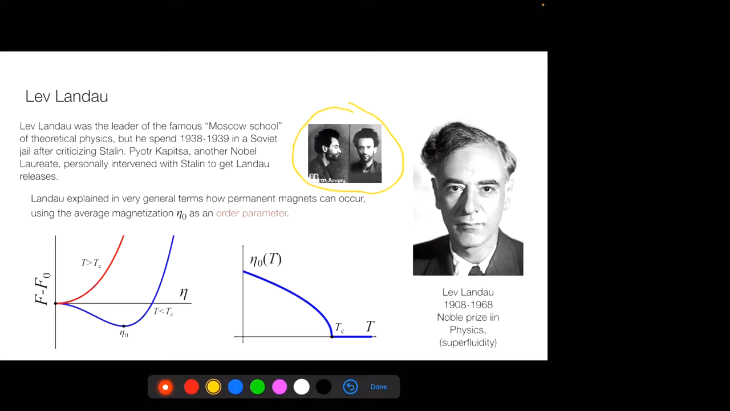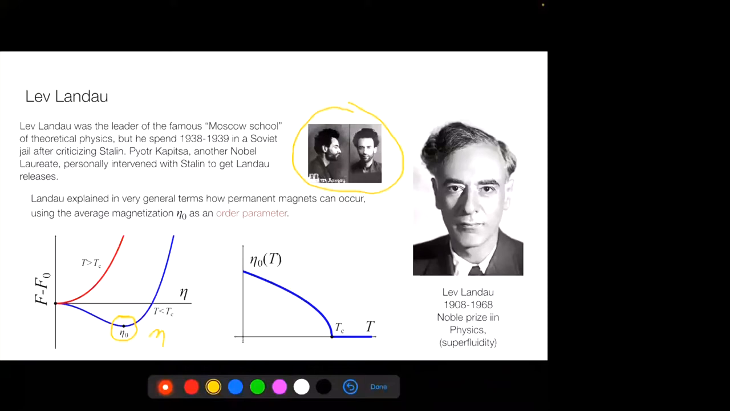If that average value is non-zero, we have a permanent magnet. And if it's zero, then we're in the disordered high temperature phase and it's not a permanent magnet. Okay, and he explained this by saying, well, let's look at something called the free energy. And he had a very simple, beautiful explanation that said that for T greater than the Curie temperature, the high temperature phase, the curve looks like the red curve and the minimum is at zero. But if you go below the Curie temperature, the curve turns around and it develops this non-trivial minimum at some value, eta zero, not equal to zero.